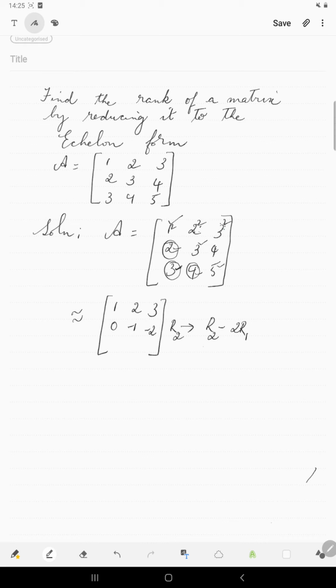Likewise, I want to make this number 0. So therefore, R3 will be: take this number 3 and multiply it here. This time it is going to be 3 here, 3 here, 3 here. You don't have to do this kind of multiplication like this; you have to do it mentally. But since I am explaining this to you, I am just doing it over here. So 3 into 1 is 3, 3 minus 3 is 0, 3 into 2 is 6, 4 minus 6 is minus 2, 3 into 3 is 9, 5 minus 9 is minus 4. So therefore this will be R3 minus 3R1.